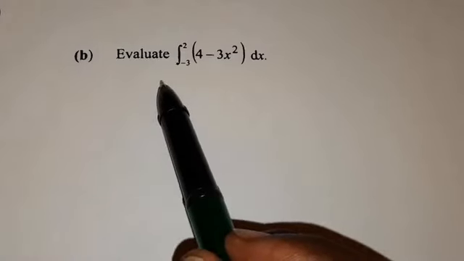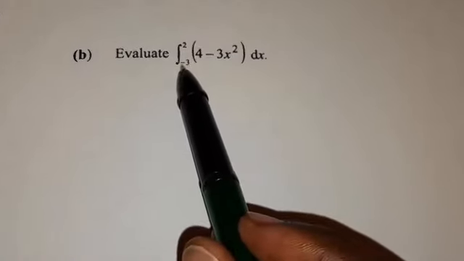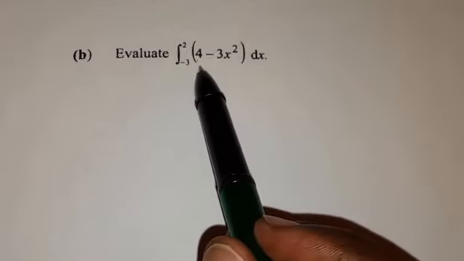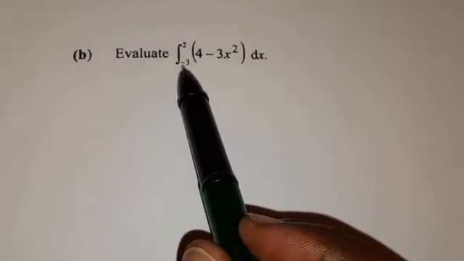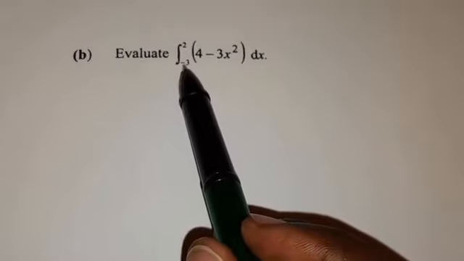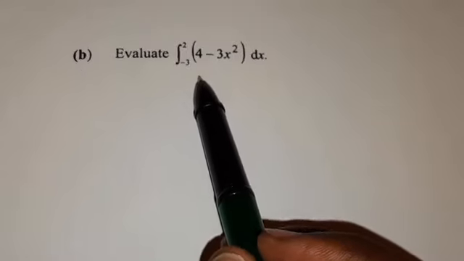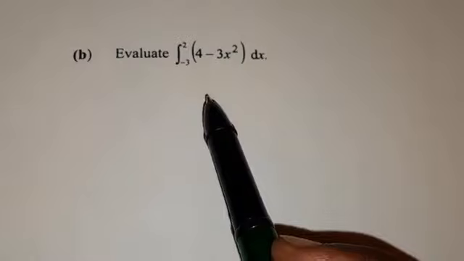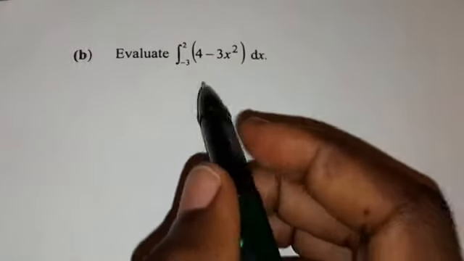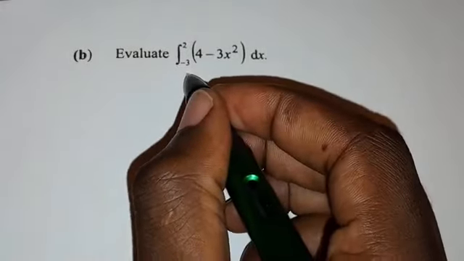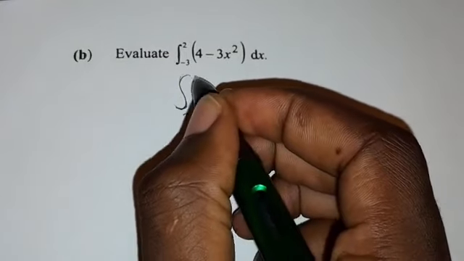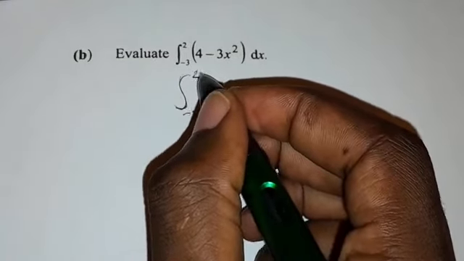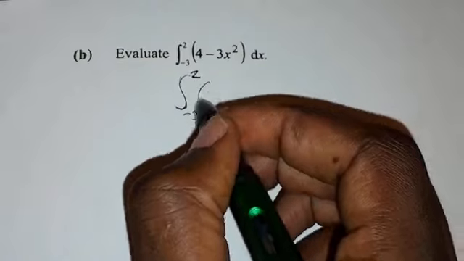Question B says evaluate. They want you to evaluate this integral. Remember, because this integral has limits, it is a definite integral. So we can rewrite it as the integral from -3 to 2. Then this 4 is not carrying any variable.